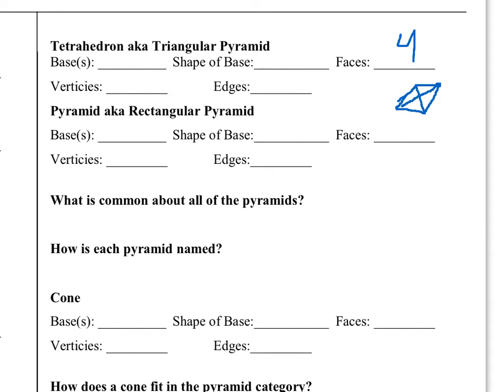How many bases does this triangular pyramid have? 1. So when we're talking about pyramids, they have the one base with the point opposite of it. So when we draw it, that's why we just draw the one base, then the point, then connect. What's the shape of the base? Triangle.